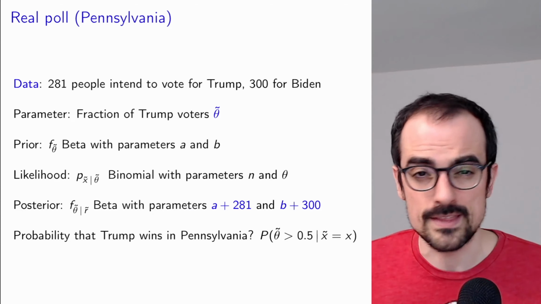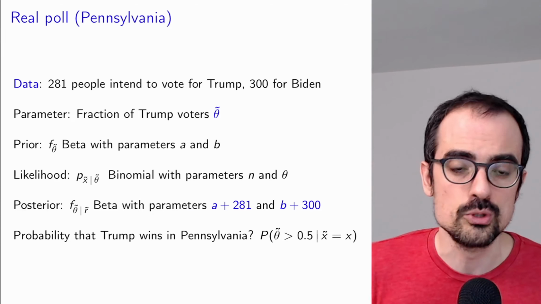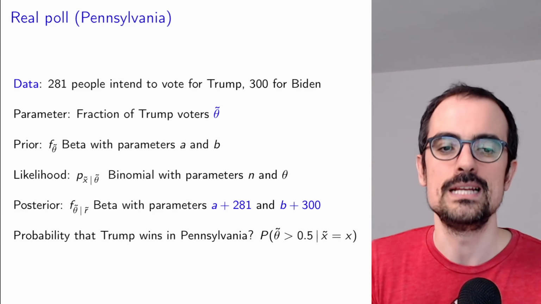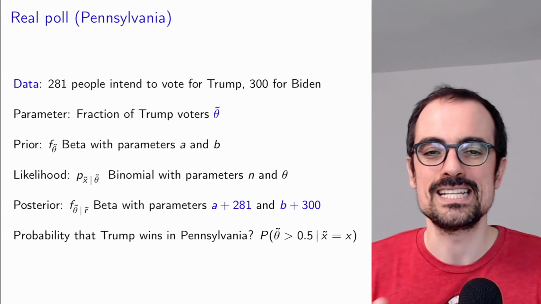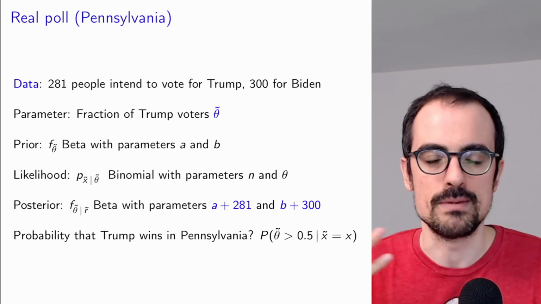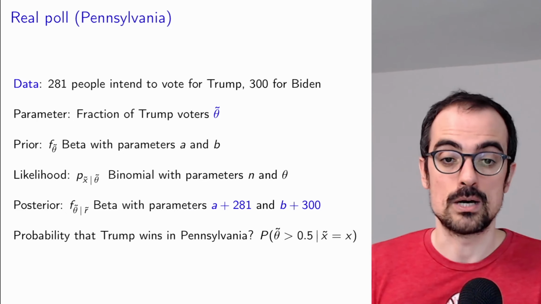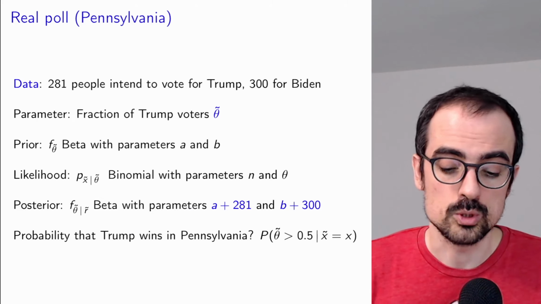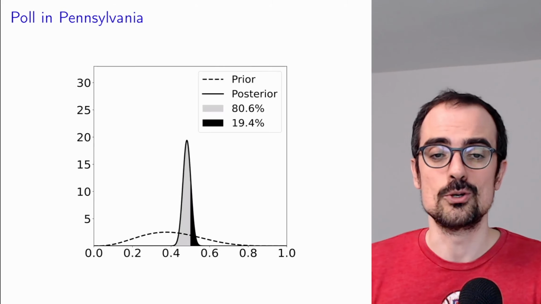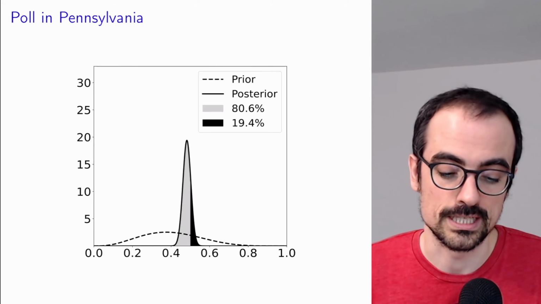You can compute a confidence interval, but the confidence interval is also not useful to actually give you a probability that Trump wins in Pennsylvania. So Bayesian modeling is very powerful in that way. You can make probabilistic statements about quantities of interest. What is the catch? The catch is that your probabilistic statement is actually going to depend a lot on your prior, potentially.